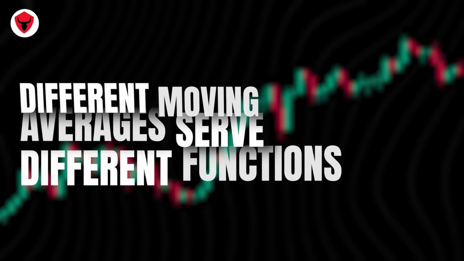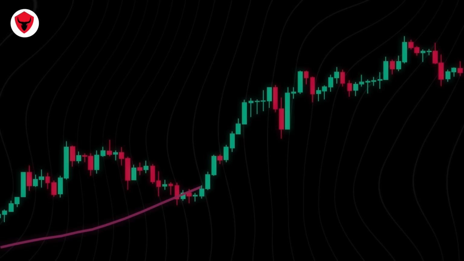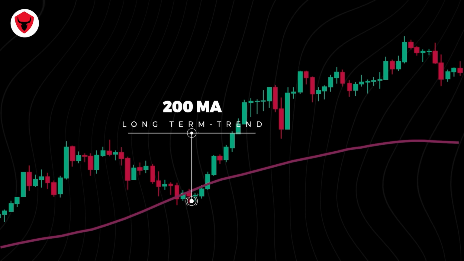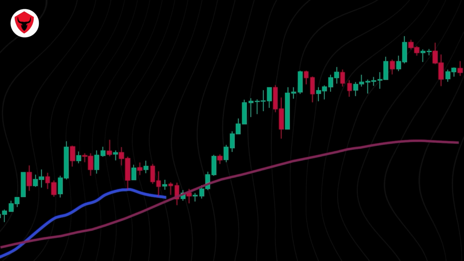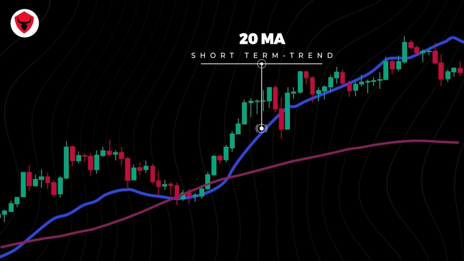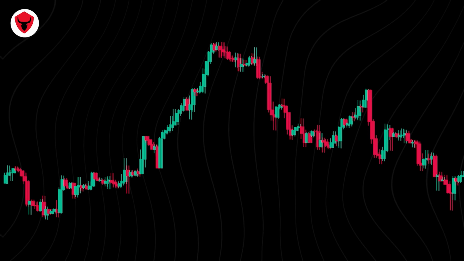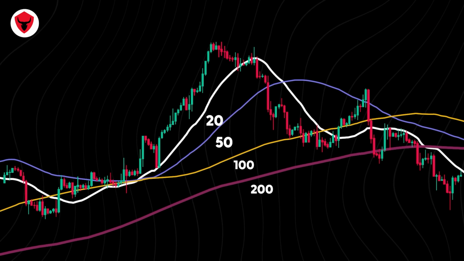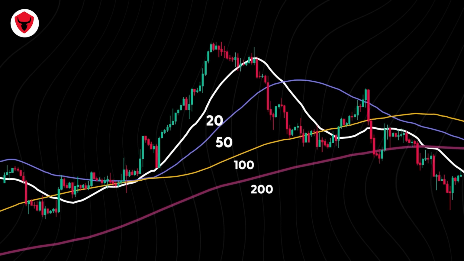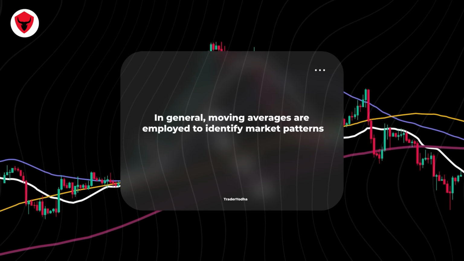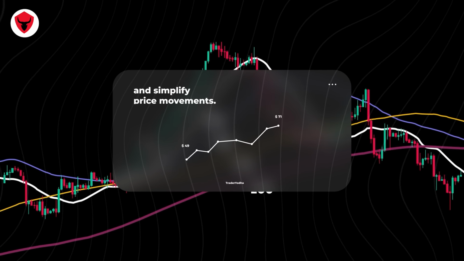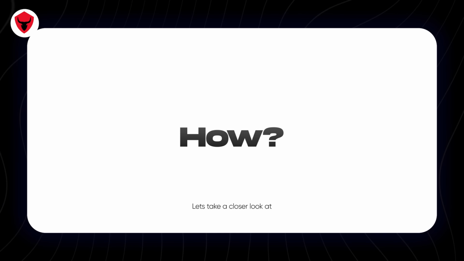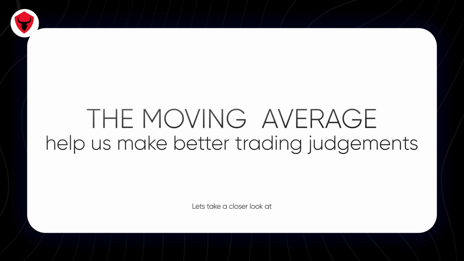Different moving averages serve different functions. A 200-period moving average is commonly used to identify long-term market patterns, but a 20-period moving average is useful for determining short-term market trends. Moving averages with periods of 20, 50, 100 and 200 are among the most popular. In general, moving averages are employed to identify market patterns and simplify price movements. But let's take a closer look at how the moving average might help us make better trading judgments.